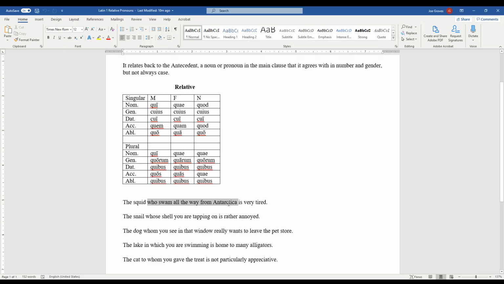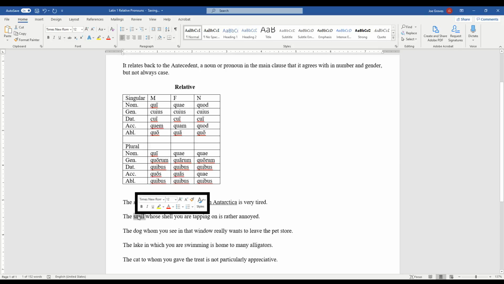Who swam all the way from Antarctica would be our clause, our dependent clause here, and the antecedent of who, the thing that the who is talking about, is the squid. And they would both be nominative, because the squid is tired and the squid swam all the way from Antarctica. But we could put them in the genitive case.